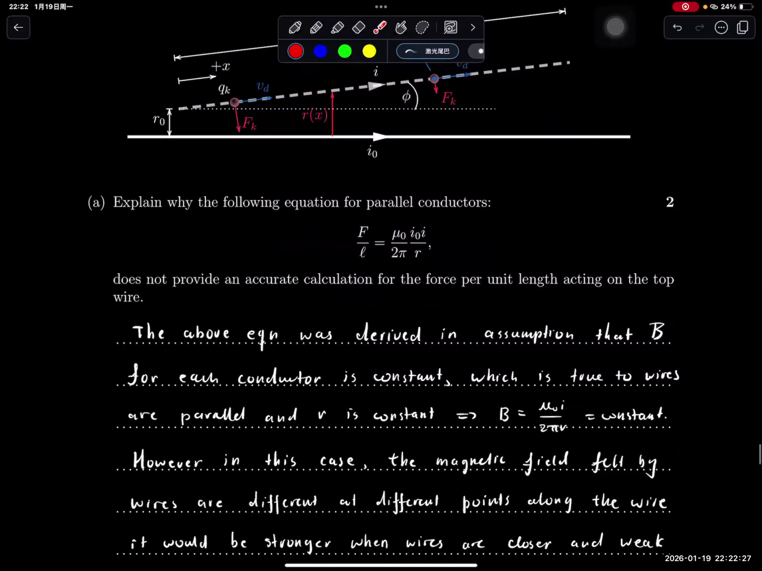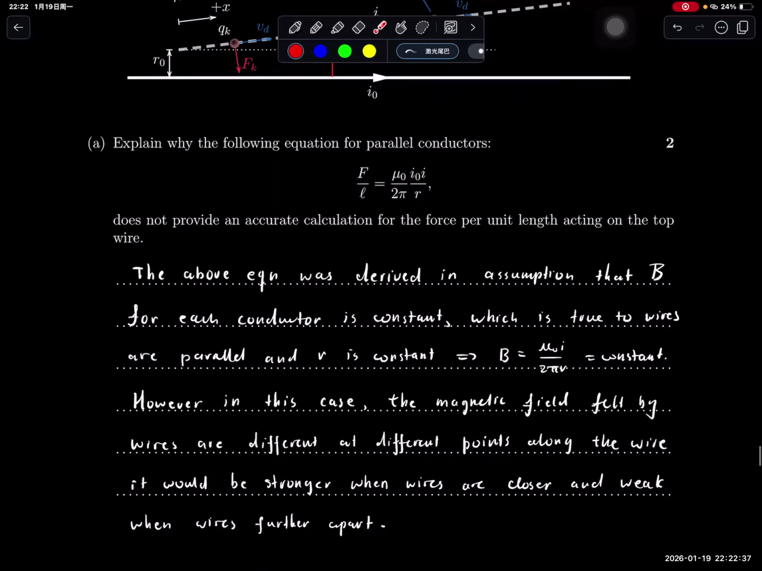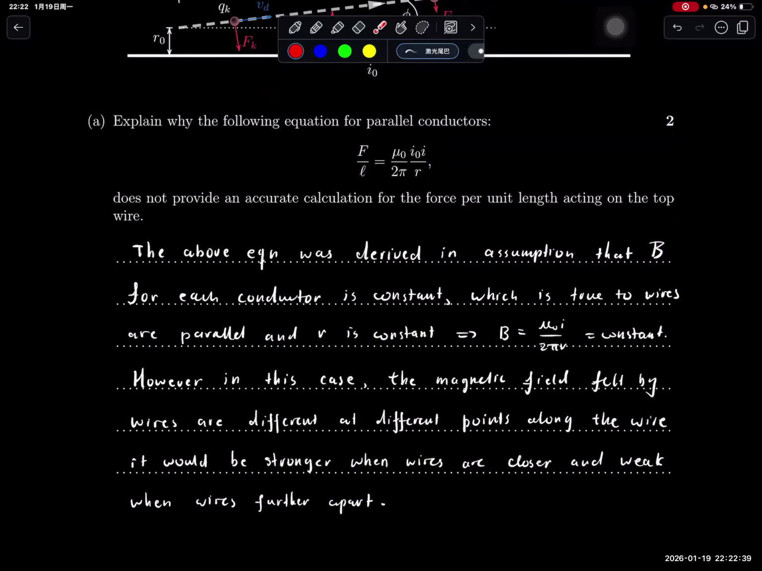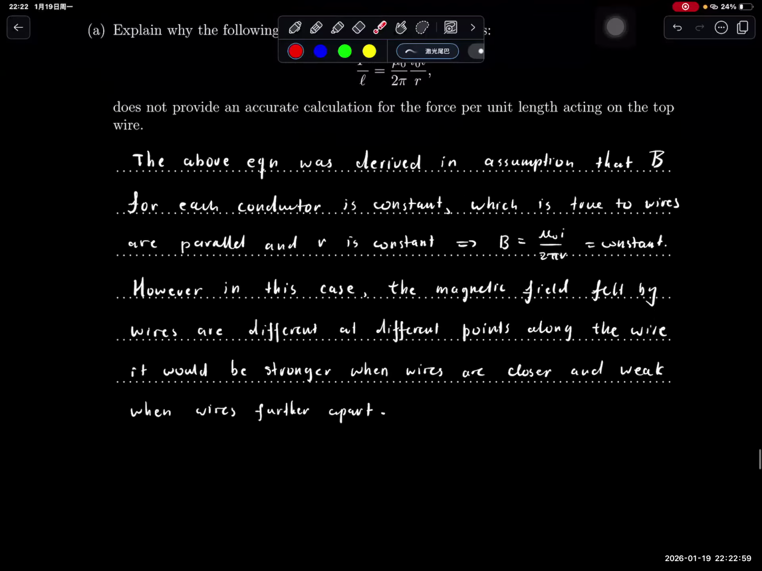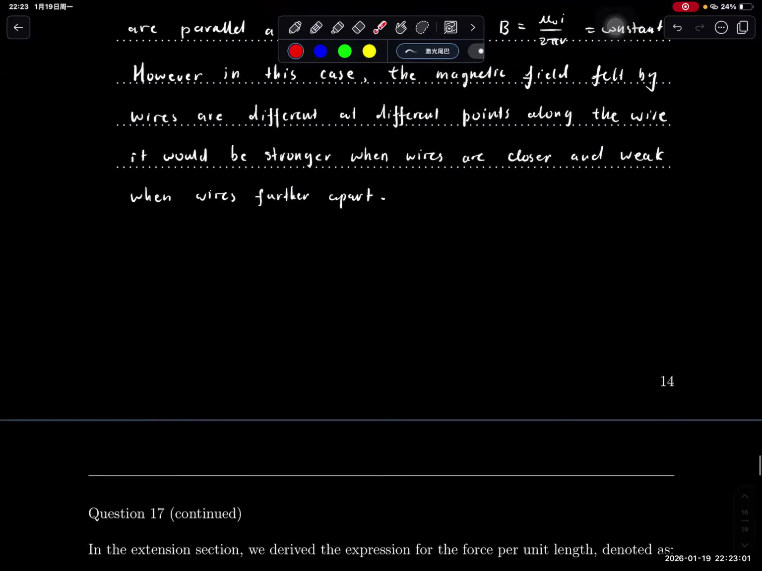You could probably still answer this without reading the extension material. This question says to explain why the following equation for parallel conductors is not applicable in this case. The equation was derived using the assumption that B is the same for both conductors everywhere, which is not true in this case. The magnetic field felt by the wire is different at different points along the wire. It would be stronger when the wires are closer and weaker when the wires are farther apart. So you need to be able to formulate exactly how strong and how weak.